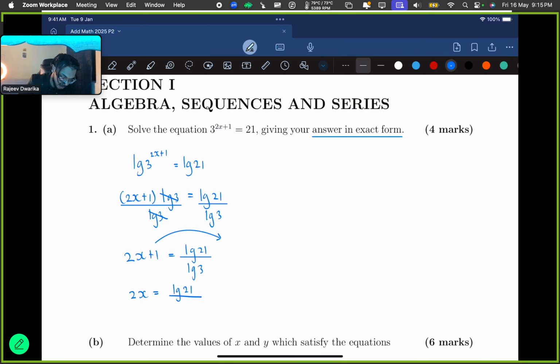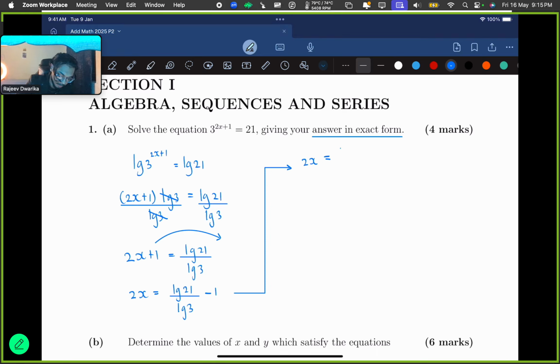Oh, I see what you're doing. So if we move across the 1, it'll become minus 1, right? Okay, sir.